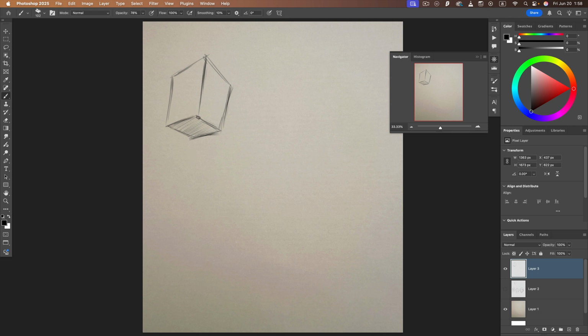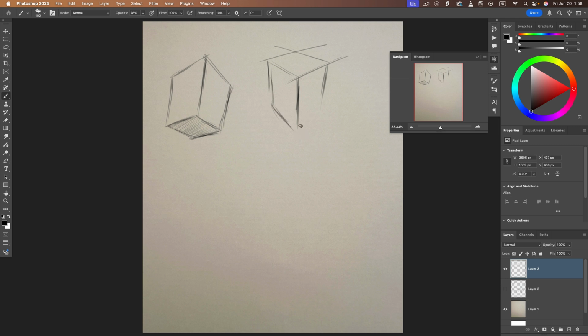So if you guys have problems with this, do yourself a favor and just do a whole bunch of studies of drawing boxes in 3-point perspective. You have to get this. All right, you have to get it.